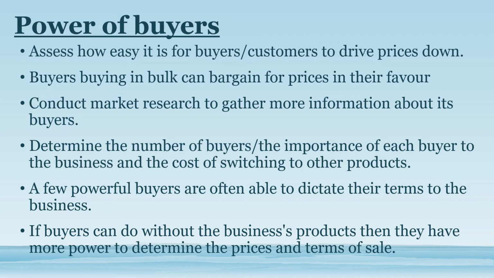And that is why dot 4 says a few powerful buyers can obviously dictate, control the terms and conditions of the business. I need to do market research in order to get enough information about my buyers to know who has the power. But obviously, if I am a big business like Eskom, then the power of buyers is not going to influence me at all, because I am the only supplier.